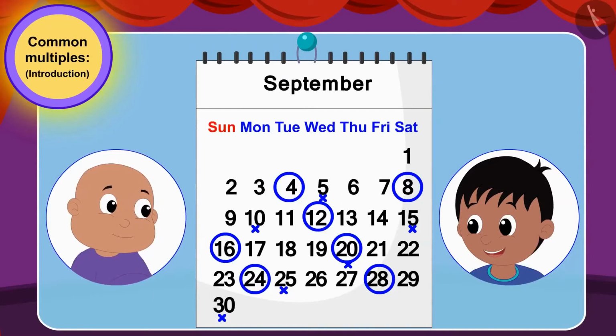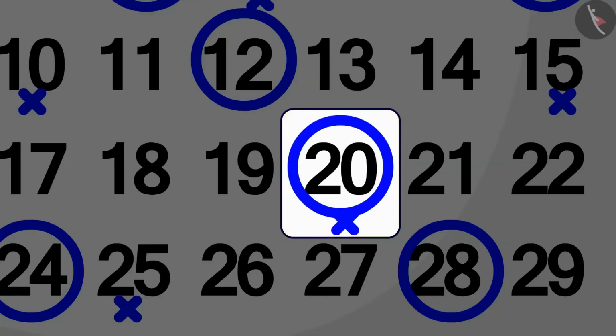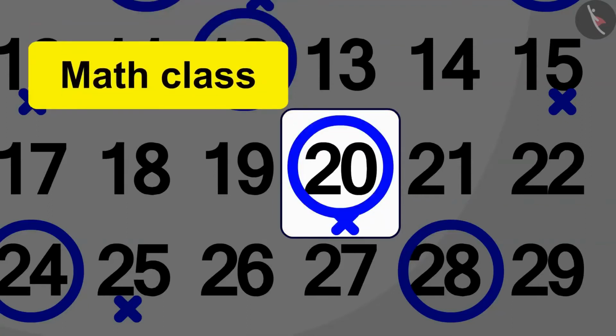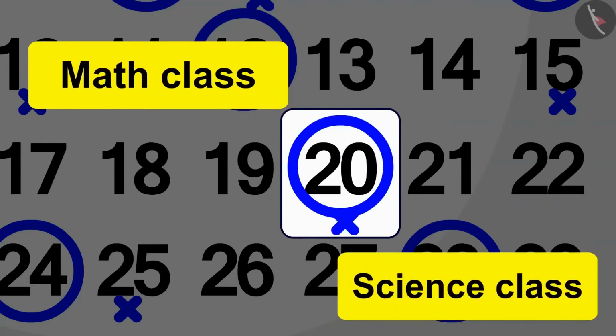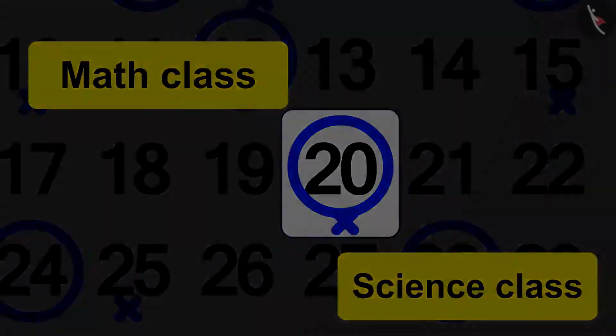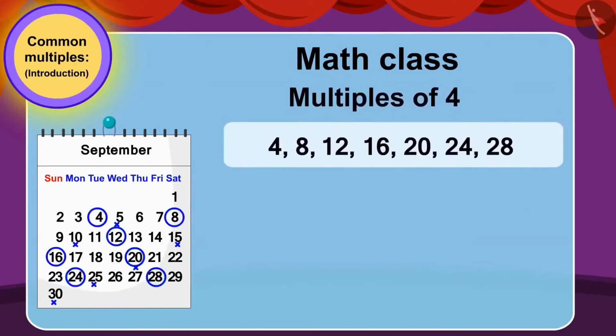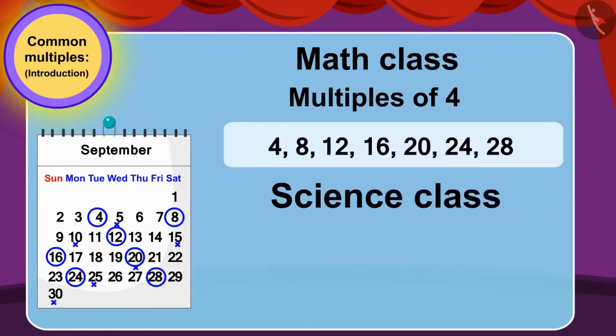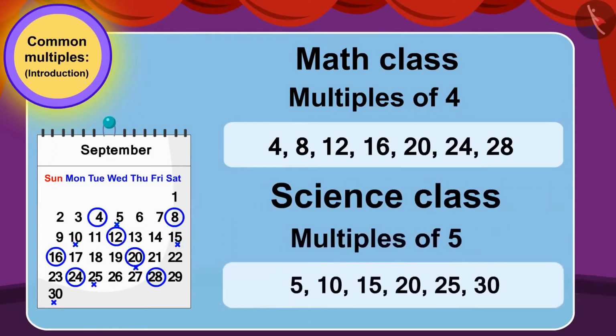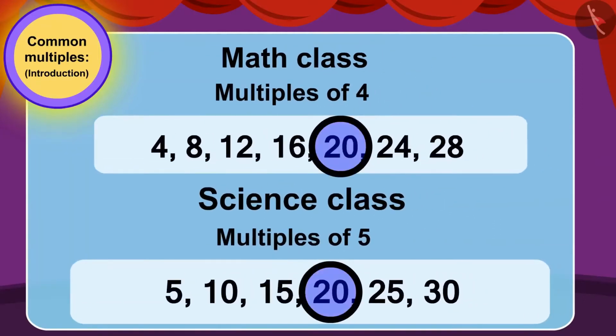Now, when Raju and Bablu looked closely at the calendar, they found that on the 20th, Bablu made the circle of math class and Raju also made mark for science class in this way on 20th. Children, we can see that Bablu's math class dates are multiples of 4 and his science class dates are multiples of 5 and 20 is a multiple of both numbers.